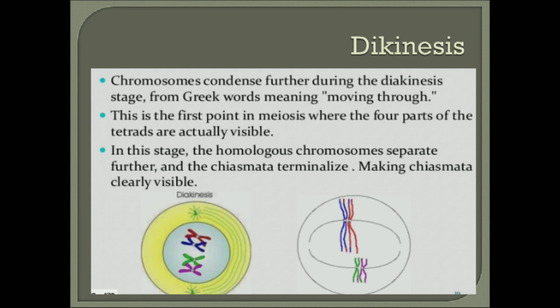In diakinesis the chromosomes become condensed, and the chiasmata move towards the opposite poles. In this stage the homologous chromosomes separate, and the chiasmata also migrate towards the ends, which is called terminalization. The chiasmata are clearly visible during the diakinesis phase.